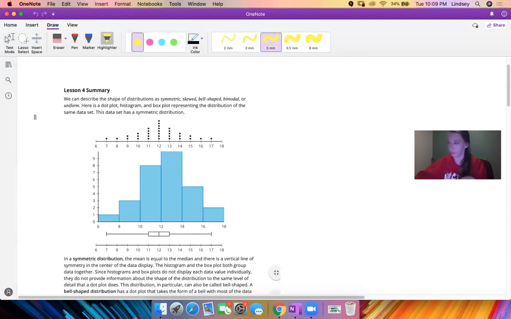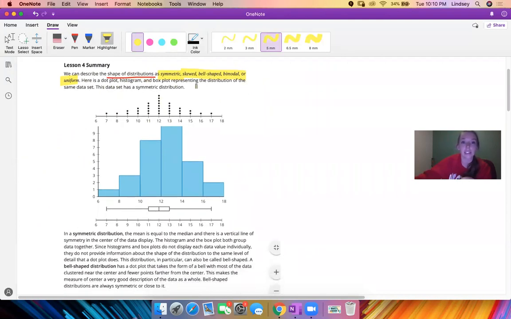All right, so it says we can describe the shape of distribution as symmetric, skewed, bell-shaped, bimodal, or uniform. Here is a dot plot, histogram, and box plot representing each one of these distributions of the same data set. This data has a symmetric distribution, okay?